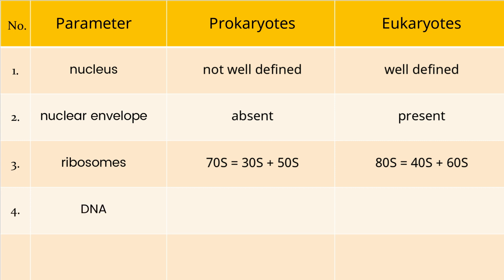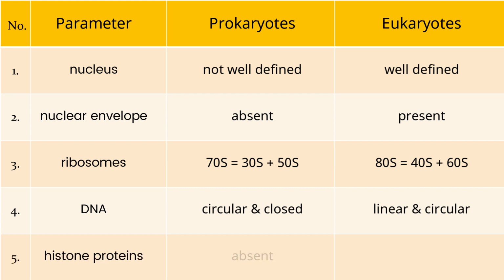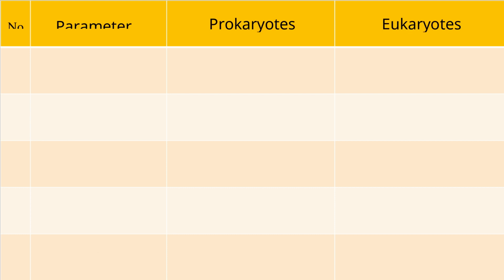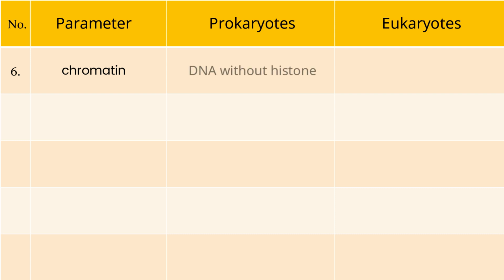DNA of prokaryotes is circular and closed, while eukaryotes have one linear DNA, which is the genetic material present in the nucleus, and the other is circular, present in mitochondria, called mitogenome. Histone proteins are absent in prokaryotes, but present in eukaryotes. Despite absence of histone proteins in bacteria, bacterial chromosomes are present. Prokaryotes have chromatin, which is a DNA without histone protein.